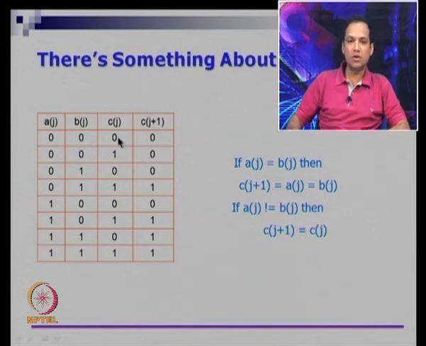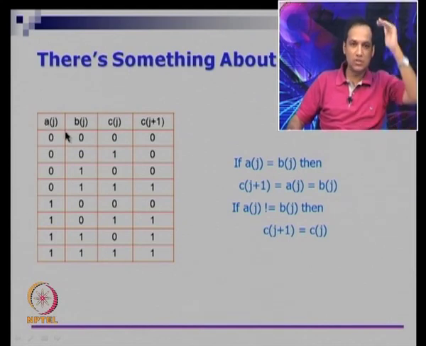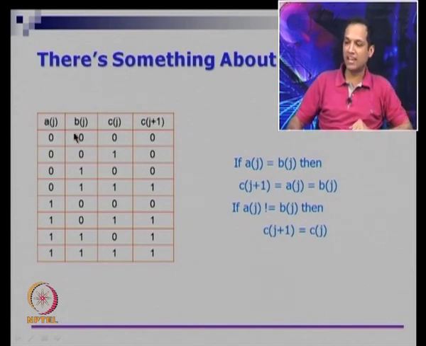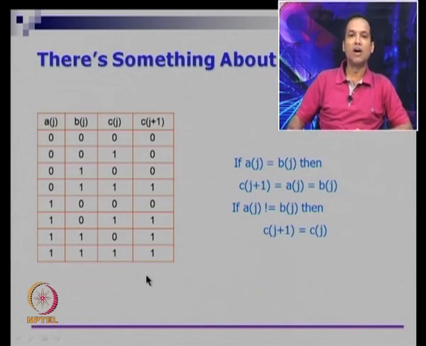If a, b, c are all zeros, c of j plus 1 is 0. If a is 0, b of j is 1 and c of j is 0, then c of j plus 1 is 0 and so on. So if I get an input carry at location j, and a and b are something that I am going to give in parallel anyway, once c of j comes, I can calculate c of j plus 1. This is essentially the truth table for a full adder's carry circuit.